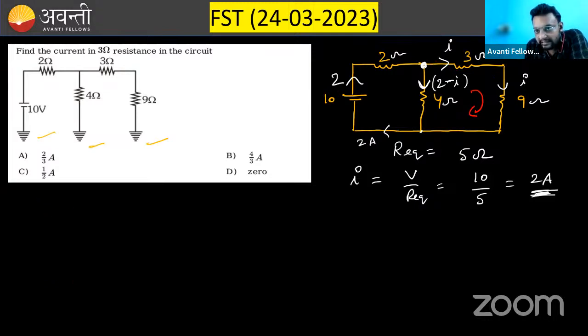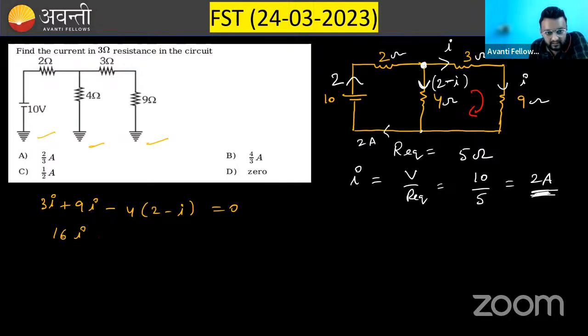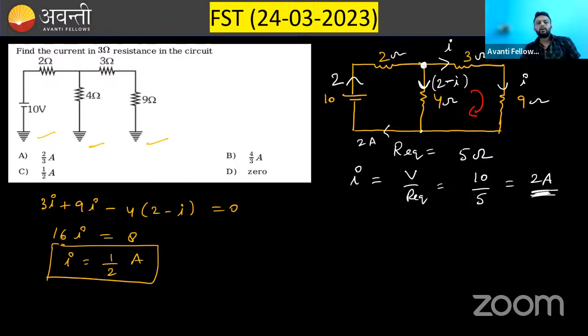So what will it be? 3I plus 9I minus 4 into 2 minus I is equals to 0. What is KVL? The algebraic sum of all the potential differences in a loop is 0. So that is 12I plus 4I, 16I is equals to 8. So I is equals to 1 by 2 ampere. This is our answer, 1 by 2 ampere.